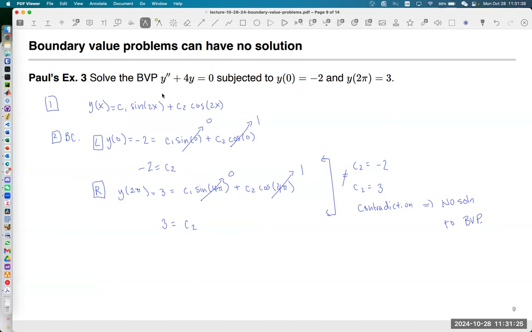So as you see, for the same ODE with different boundary conditions, we could have one unique solution, infinitely many solutions, or no solution. Okay, any questions? So now we have demonstrated all the possibilities. Let's try more practice problems.